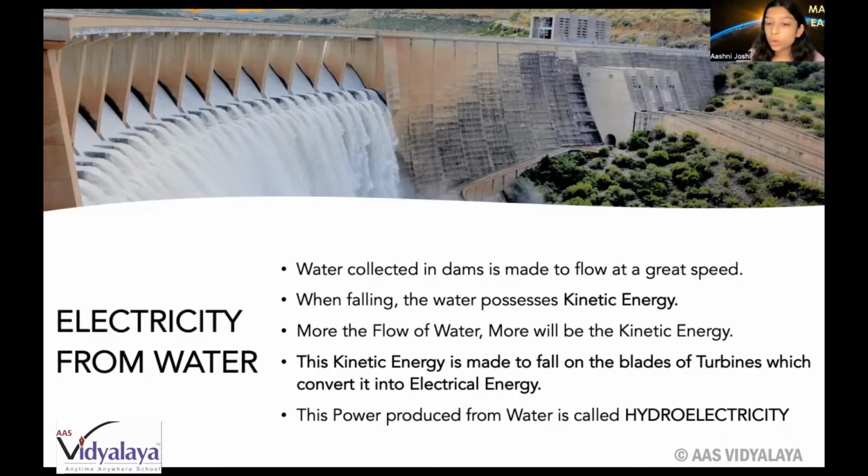This power produced from water is called hydroelectricity. So now this was how we got electricity from water. If we make water fall from a height and it comes on a turbine, the turbine rotates and then it converts the energy, we got electricity from water. And this phenomenon is called hydroelectricity, because hydro means water and electricity is electricity, of course.